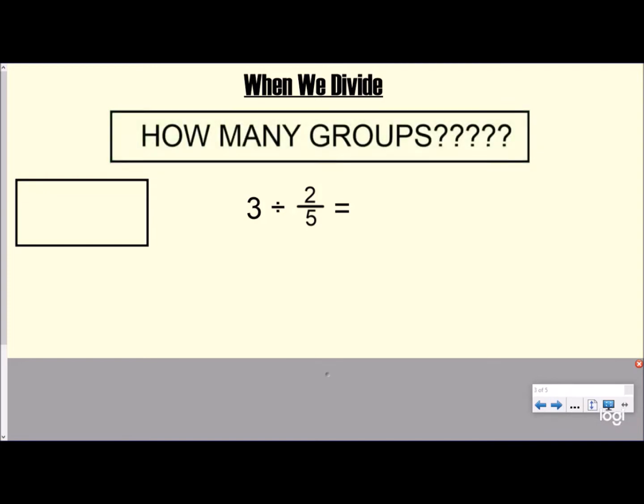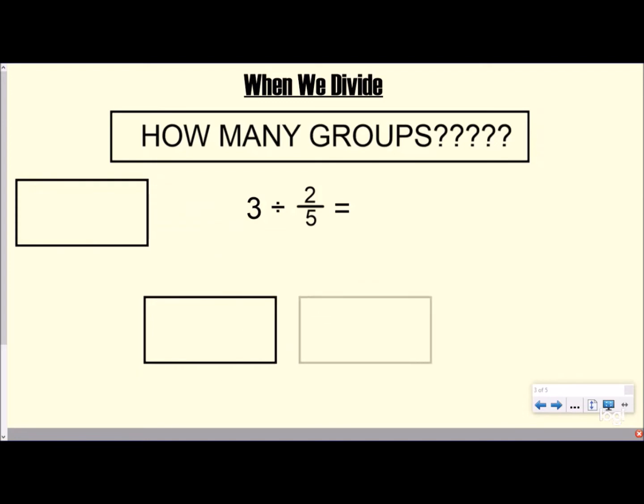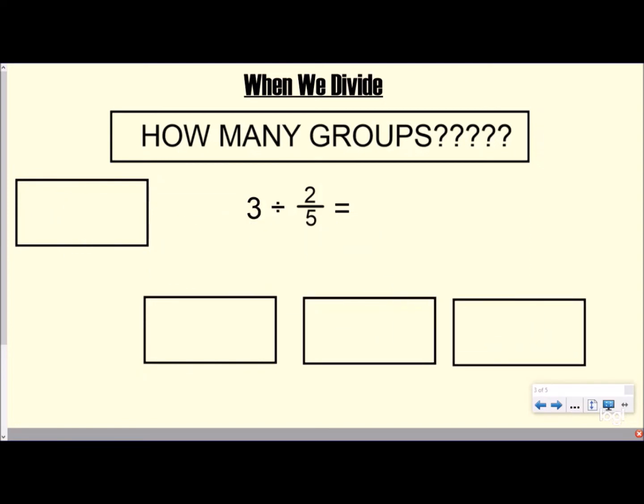How many groups? So how many groups of 2/5 fit into 3? The first thing I'm going to do is take my area model and put 3 wholes, because that's how many I'm starting with. And I'm going to break my 3 wholes into fifths because that's what my denominator is. I'm going to do my best to split these into fifths, although this is not perfect. You always want to do your best because we want fractions to be equal parts, as equal as we can make them.